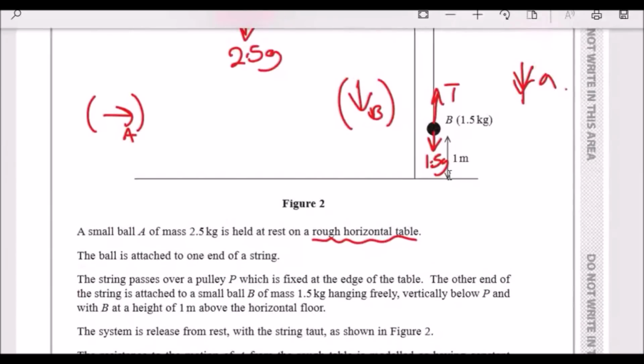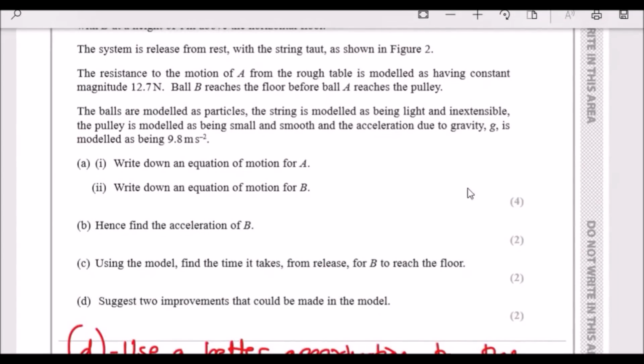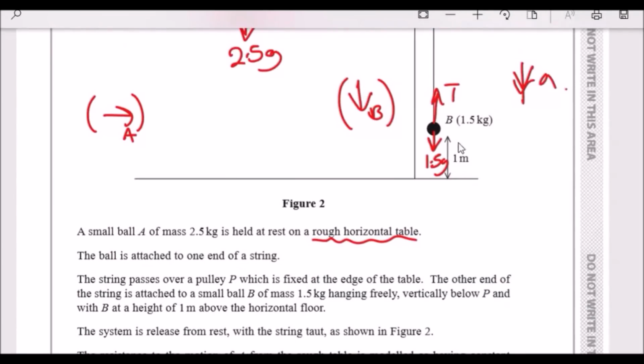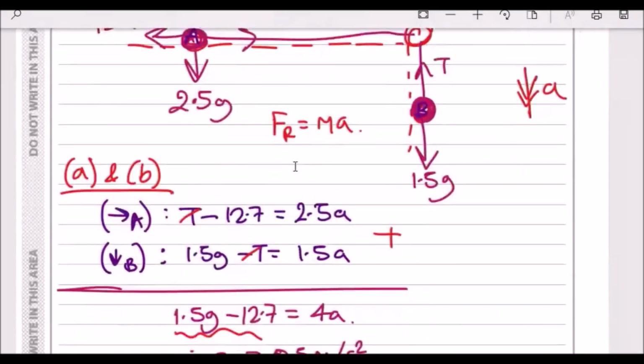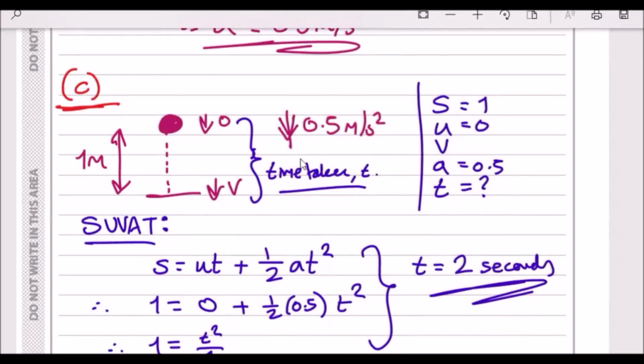So like I said, guys, this is a very simple question. Now using the model, find the time it takes from release for B to reach the floor. So we know that it's 1 meter away at the moment. So what I did, I resketched this diagram over here, and I'll explain it. So here's the particle B right now. We know it's the distance 1 meter from the floor, so we can firstly say that the distance S is 1. We know that it's released from rest.